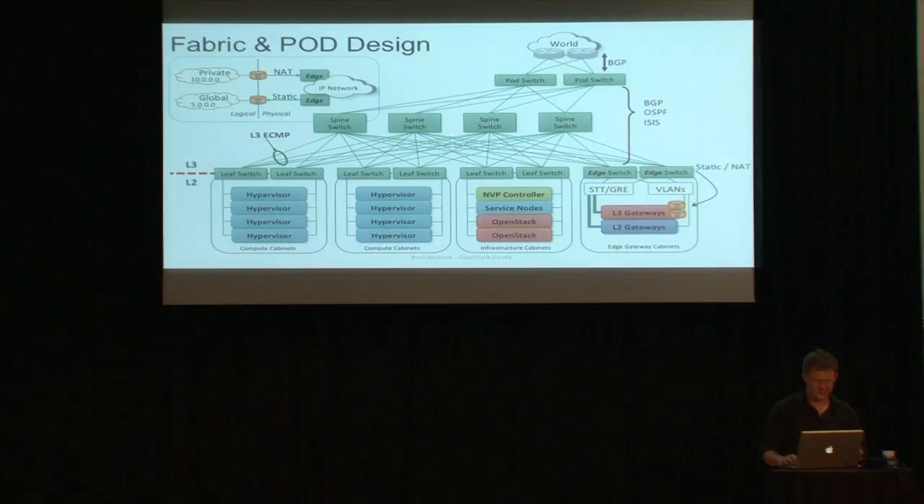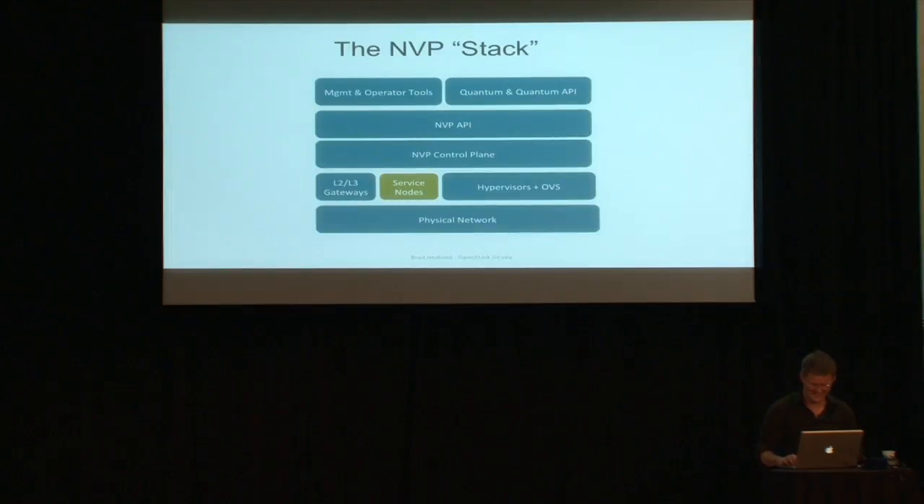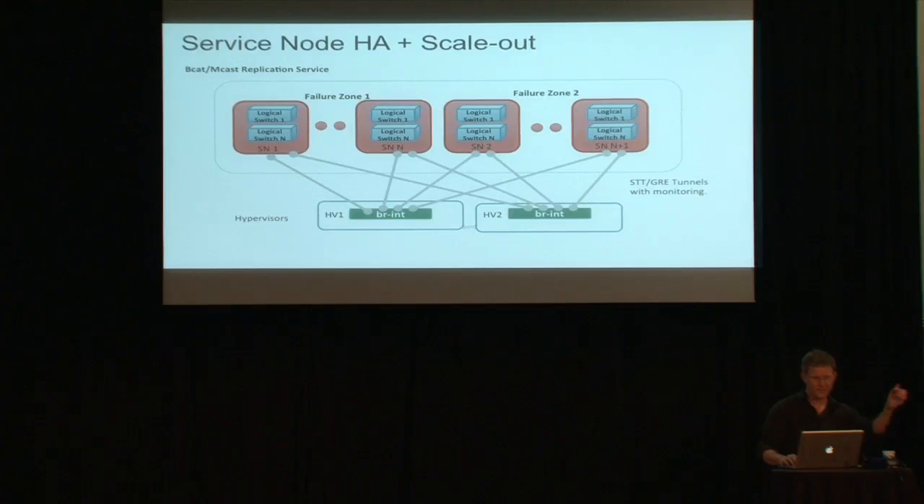Okay. This is too complicated, I'm not going to say it. All right, the last thing I want to talk about, or second to last thing, is service nodes. We saw them before being used to reach that remote L2 gateway. The primary use case is for broadcast and multicast replication. So we can have the source hypervisor replicate a broadcast and multicast that has to be sent from one hypervisor to every other hypervisor that has a VM on that same network.